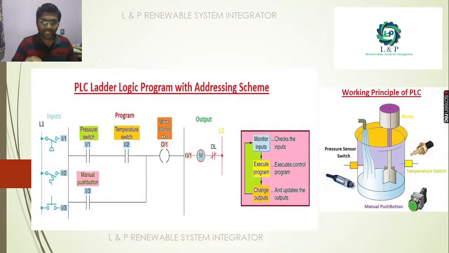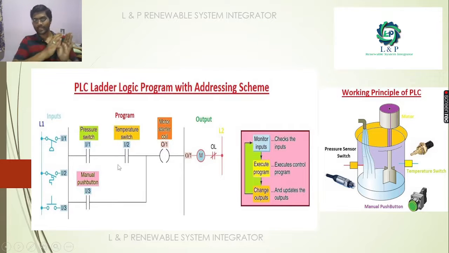See here how we had done the addressing. We provided the pressure switch the first priority, so the addressing is I/1, and for the temperature sensor switch we are providing I/2, so two inputs, and the third input for the manual push button we are giving as I3. This is how basic addressing is done. Input 1, input 2, and input 3, and we have only one output device, that is a motor, so we are addressing it as O/1.